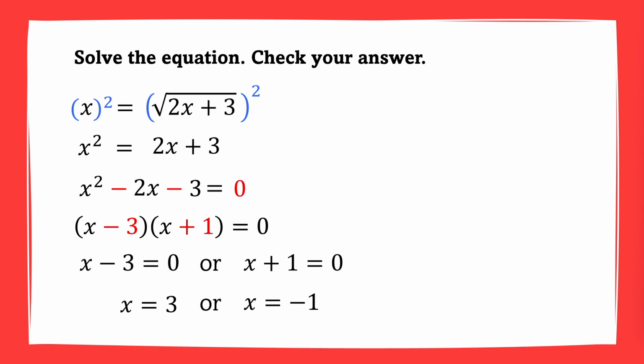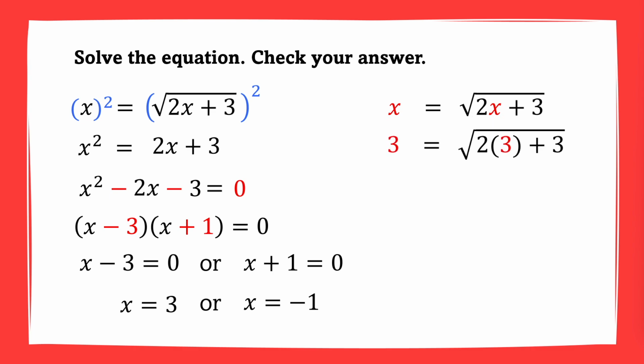Let's check to see if both are correct solutions. Write the original equation and plug in 3 for x. Simplify the right side. 2 times 3 equals 6. Then add 3, which gives us the square root of 9, and that equals 3. Therefore, 3 is a correct solution.